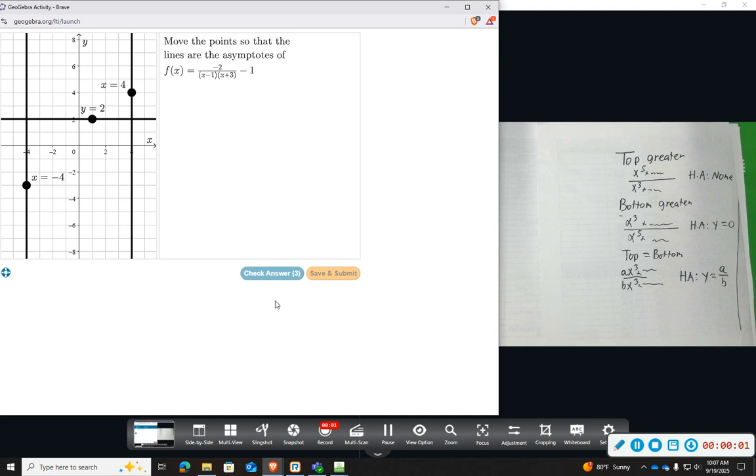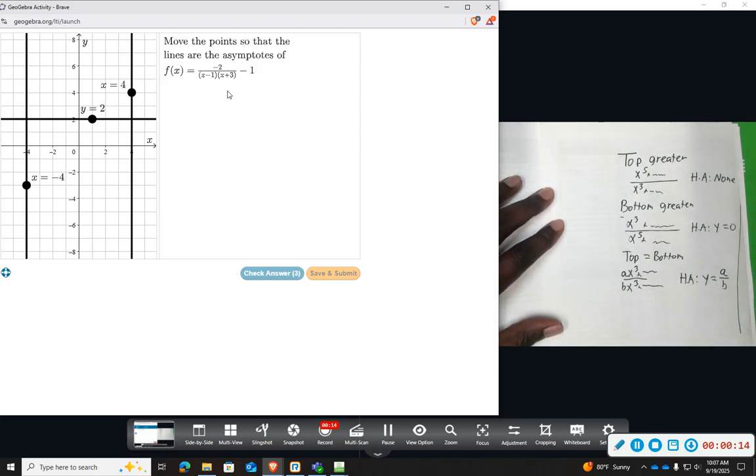All right, our first problem is a GeoGebra problem. It wants us to move these points so that the lines are the asymptotes of the following graph. And so I've written down just some little notes to kind of help us remember how to find the horizontal asymptote.